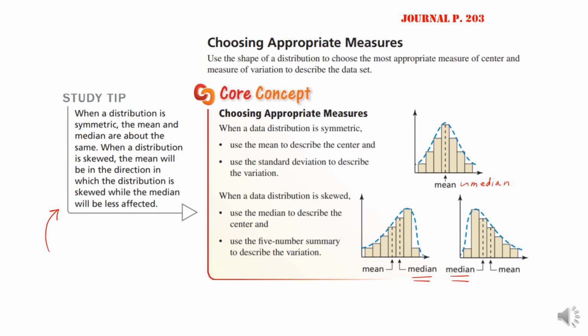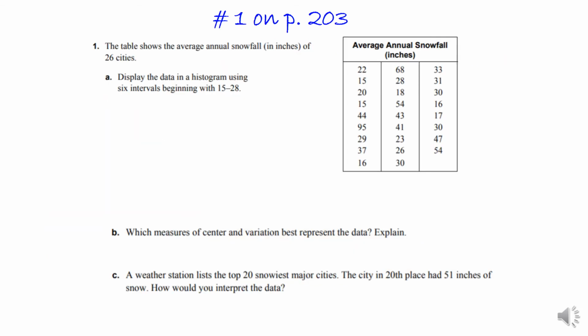Okay? Okay, this is number 1 on page 203 of your journal. I want you to give this a try on your own and then come back and check. But before you go, let me give you some hints. The first thing that I would do is look at what they're asking me to do. So it's 26 cities and the average annual snowfall.